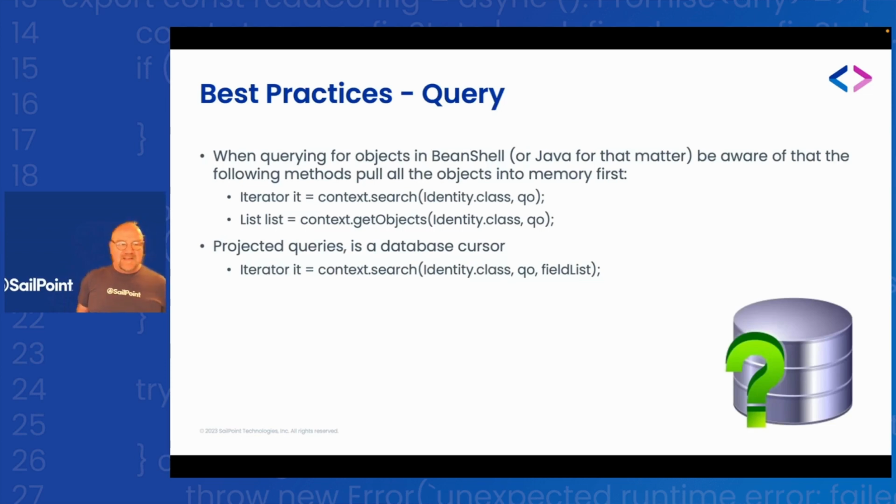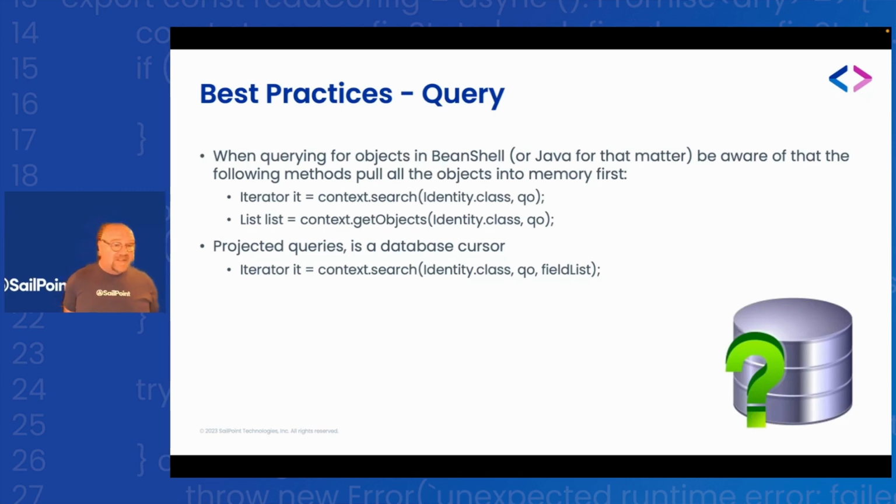If you use context.search with the identity class, query options, and a field list, which can be an array or a CSV value, then you get a database cursor coming back. That's a lot more efficient for iterating through a set of results, and in theory it could be faster as well, because you're not having to rehydrate lots of things. You do get lazy initialization, which helps you when you do a getObjects. But even so, if you're just bringing back one or two fields, then it doesn't really matter. So I tend to try and use database cursors as much as possible.